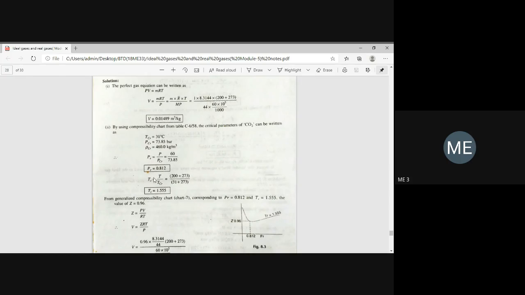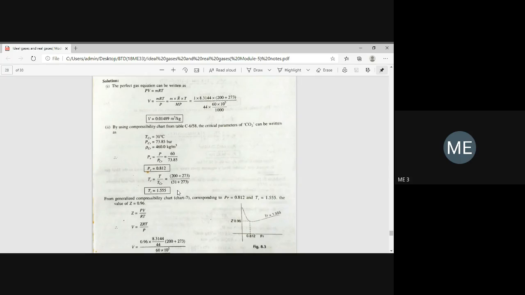Like that, you have to find the reduced temperature also. Reduced temperature is the ratio of the actual temperature divided by the critical temperature. Once again, as I said, you have to express the actual temperature in Kelvin. Don't use degrees Celsius, or you'll get different values. Better to put it in Kelvin. With the given value of 200 and 31 obtained from table C6, you'll get TR as 1.555.